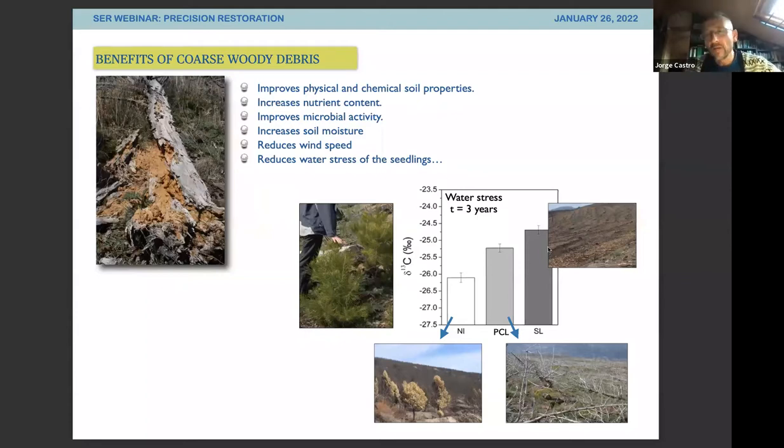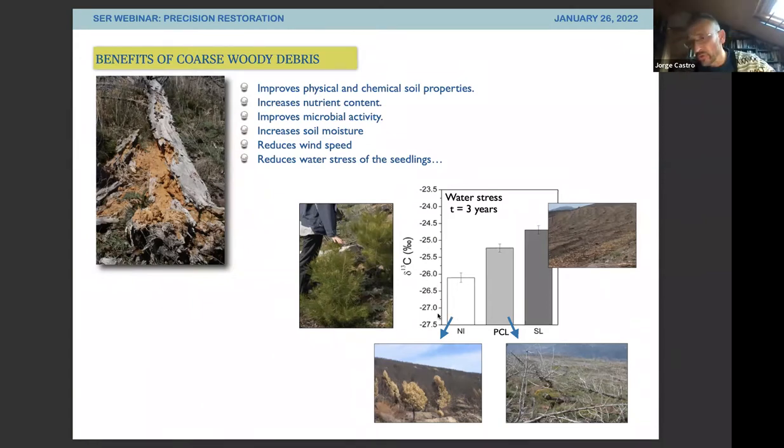Well, this is a study that we did a few years ago. This is the isotopic composition in carbon-13 of pine seedlings regenerating in an area where we did nothing after the fire, or where we felled the trees but left all the wood there, or where the local forest service removed the burnt wood. This is what is called salvage logging, okay, where they eliminate all the wood debris. And you can see how if we have branches, we have trees, the water stress of the seedling is smaller.